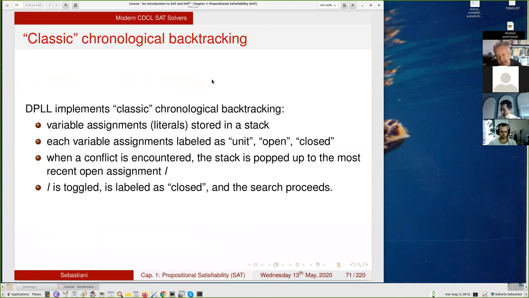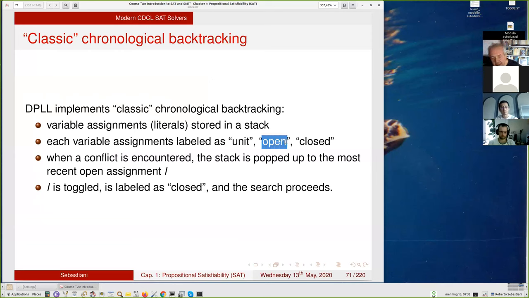If you go back to the DPLL algorithm, we have presented it as a recursive algorithm, but in practice this is implemented with a stack. You should know that every recursive algorithm can be implemented in an iterative way by using a stack. Not surprisingly, the implementation of recursion is based on the stack of your machine. So the actual implementation of DPLL is based on a stack. The truth assignment is a stack in which every literal is labeled as unit-propagated, if it was assigned there by unit propagation, or open, if it was the result of a decision, or closed, if it was formally decided and then you backtracked and chose the right branch.